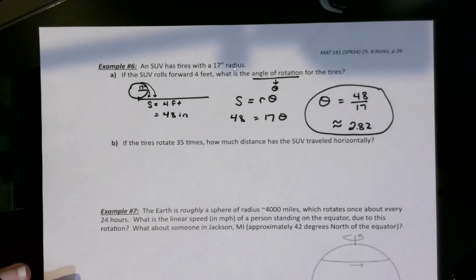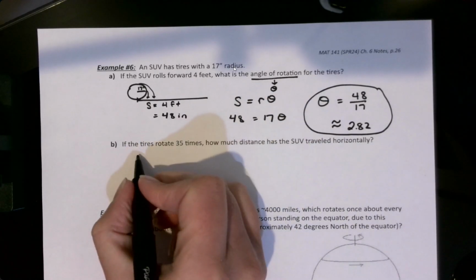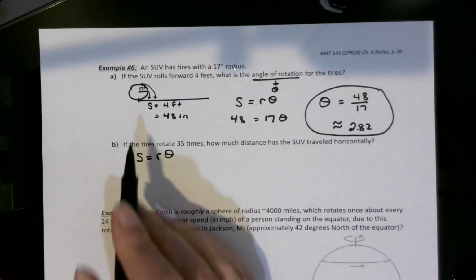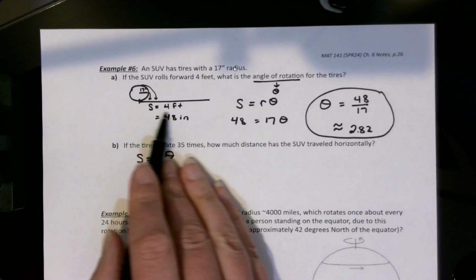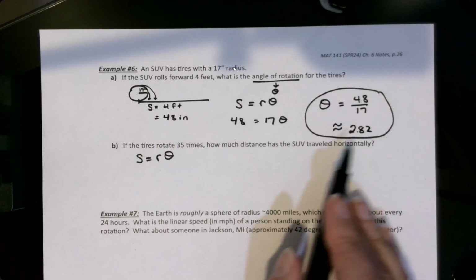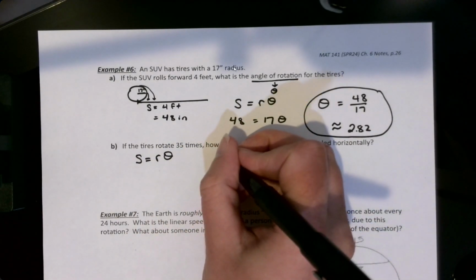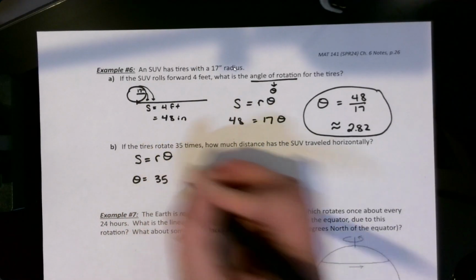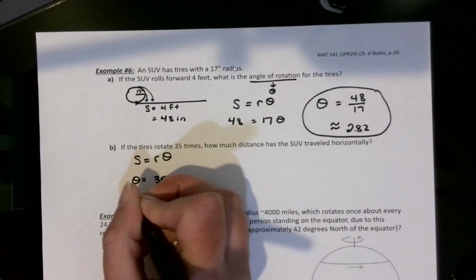Okay, if it's going to rotate 35 times, I think I'm still using the S equals R theta formula. But instead of rotating just the 48/17 time, which is to travel a distance of 4 feet, I'm going to have a different angle, and that angle is going to be comprised of a full 35 rotations. So the angle is going to be 35 revolutions times 2 pi radians per revolution.